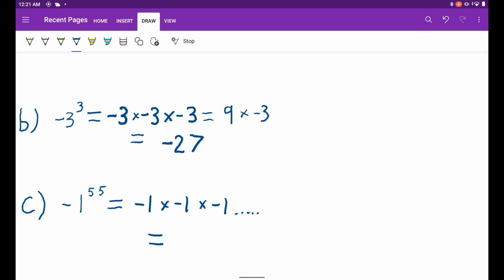So we can use our rules to help us figure this one out. We have 55, which is an odd number, so that means that our answer is going to be negative. And no matter how many times you multiply 1 by itself, you're going to get a value of 1. So with that in mind, we can deduce that the final answer will be negative 1.